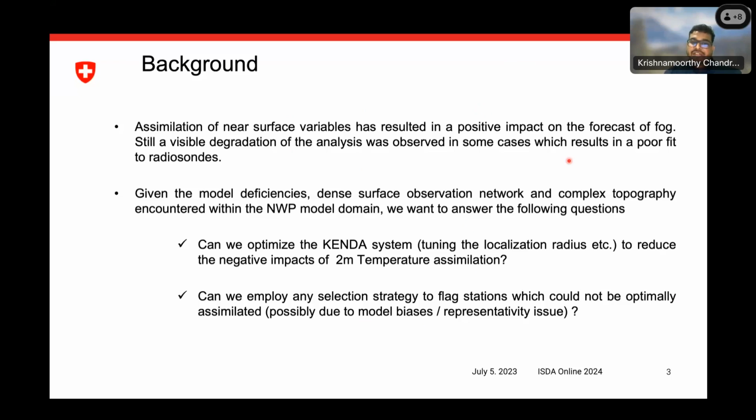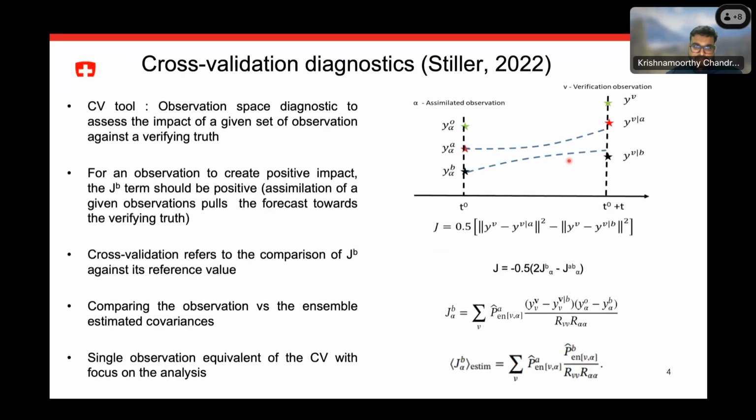And the second question is, can we employ some kind of station selection strategy to flag stations which could not be optimally assimilated because of the presence of a model bias or representativity issue? So these are the two questions which we want to answer. In order to do this, we have been using several diagnostics like model and observation space diagnostics. On top of that, we have been using the cross-validation diagnostic.